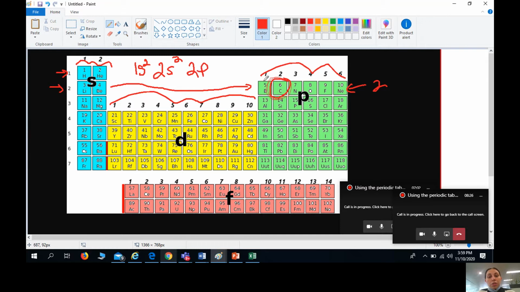And so whatever number you stop on, that's what you write as your exponent. So I had to pass boron, that's 1. And then carbon would be 2. So 2p2. Notice you get the same exact electron configuration for carbon as you did when you did the long way. All right, let's do another example.